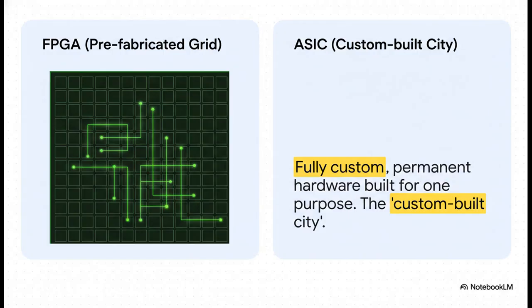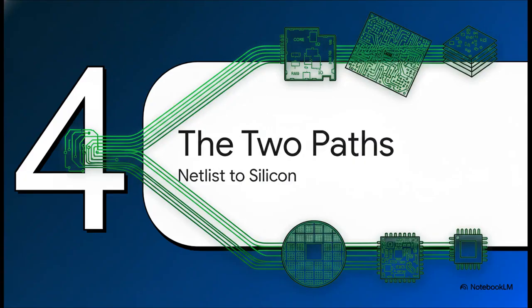And that choice leads us to the two big players in modern digital design. FPGAs, that's our prefabricated city grid, and ASICs, that's our completely custom-built city. So let's take a look at the final steps down each of these very different paths. They might start from the same blueprint, but believe me, where they end up is worlds apart.